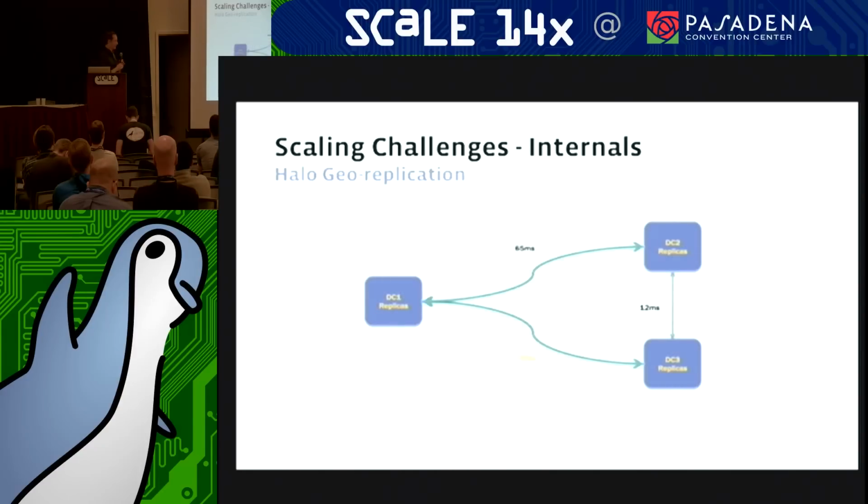So this is the way you can think of Halo geo-replication. We've got 3 different data centers here. Maybe this is the West Coast, this is the East Coast. And on the East Coast, maybe they're 12 milliseconds apart. And then it's 65, 70 to the West Coast.